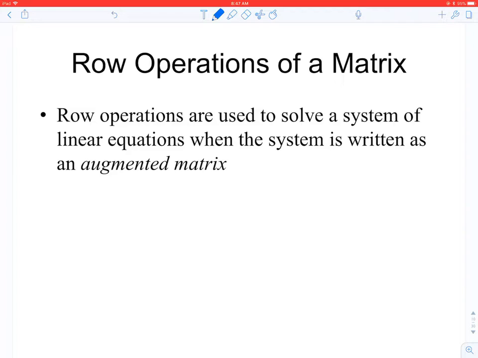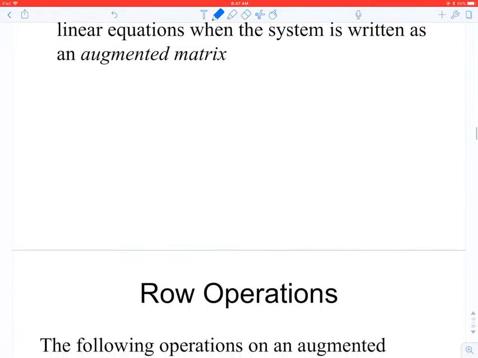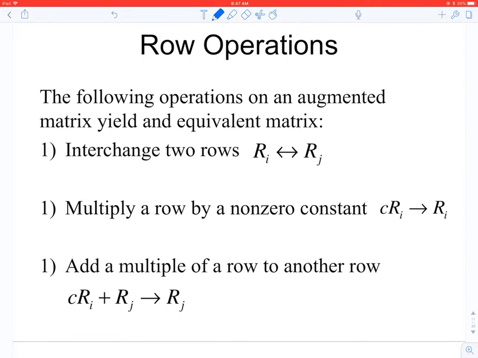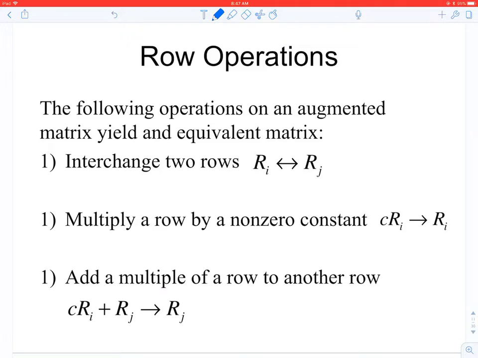So row operations are used to solve a system of linear equations when the system is written as an augmented matrix. These row operations are the same operations that we were using when we were solving linear systems using elimination. So you can interchange, and this is the notation we're going to be using. The first one, we can interchange two rows, and that's basically thinking about if you have a system, you're allowed to switch the order of the equations, right? Equation 1 doesn't have to stay equation 1. It can be flip-flopped to be equation 2 or equation 3. So we're allowed to interchange the rows.